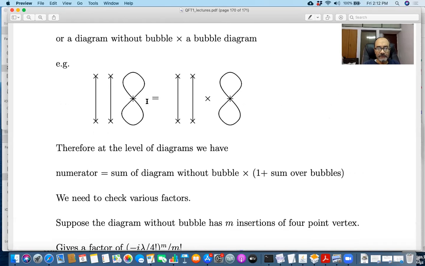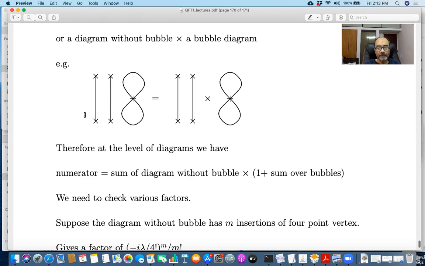Okay. So now the question is, can we check these expressions, right? That they are actually the same as expressions, right? Formally, we see that on the numerator, you have a structure that looks like a diagram without bubble and a diagram with bubble. A diagram without bubble and a bubble. But what about the expressions?